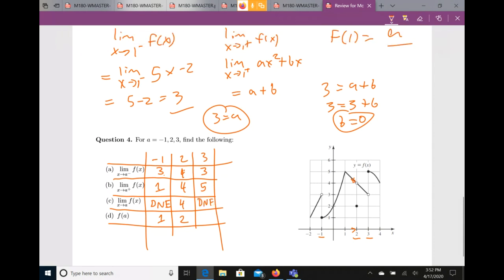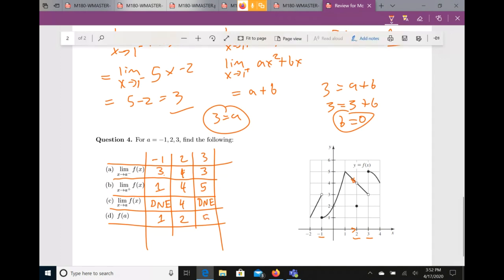I'll assume they're correct, Sophia. And then finally, what is the value of the function at 3? Good, 5. Okay, perfecto.